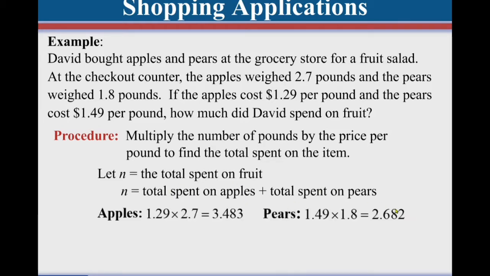And to figure out how much we spent on apples, we simply multiply 2.7 pounds times $1.29 per pound. So 2.7 times $1.29. When we do that multiplication, we get 3.483. Well, we're talking dollars and cents here. We're wanting a price, so we're going to round this off to $3.48. And we do the same thing with pears.